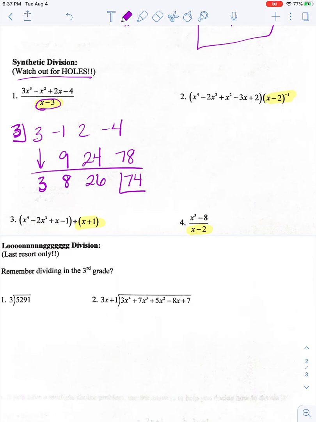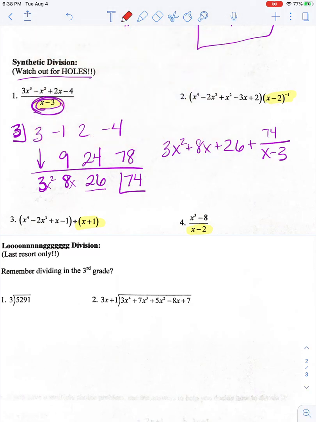That guy that you shelved off is your remainder. Work your way back up. This is going to be your constant. He's going to be your x. He's going to be your x squared. If you had more, you'd keep going. The way that you write your answer is 3x squared plus 8x plus 26 plus 74 over what you divided by.